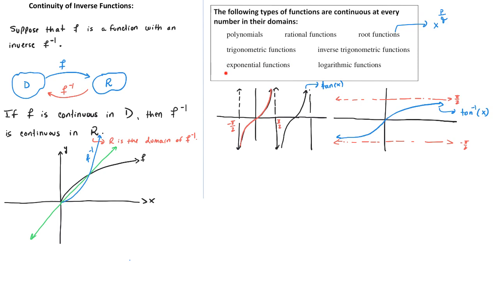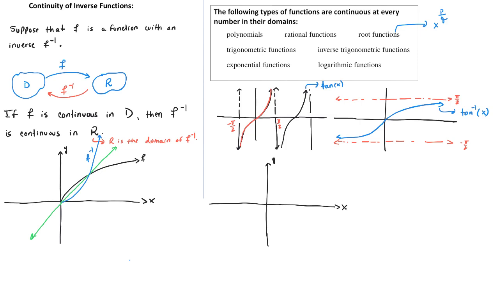Then exponential functions. Exponential functions are also beautiful, well-behaved. I call them well-behaved functions. There are no holes, there are no gaps, there are no asymptotes, nothing like that. So if exponential functions are continuous, logarithmic functions are going to be continuous as well, because you must remember from pre-calculus that exponential functions and logarithmic functions are inverses of each other.